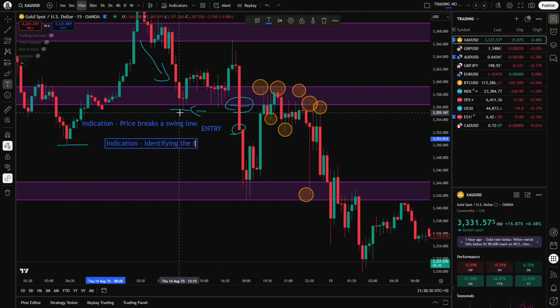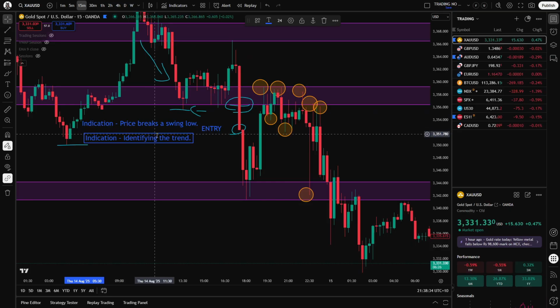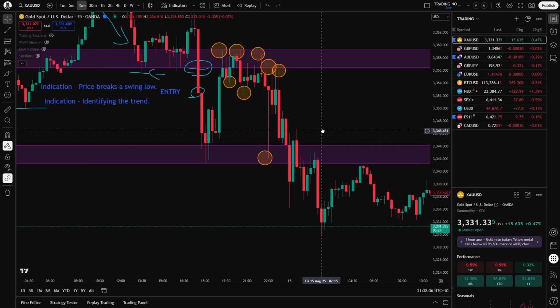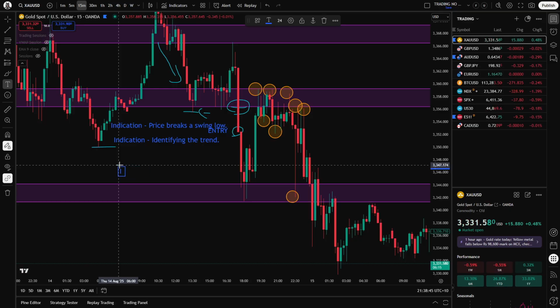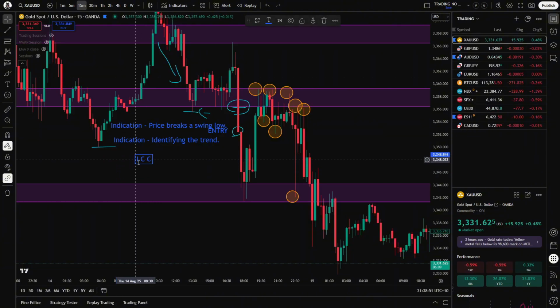Our next indication is identifying the trend. So we're identifying if it's bullish or bearish. In this instance, it's bearish. And now we're looking for a correction. So now we're in the correction phase. We've completed I, we're in C, and now we want to look for the other C, which is continuation. This is the I double C.